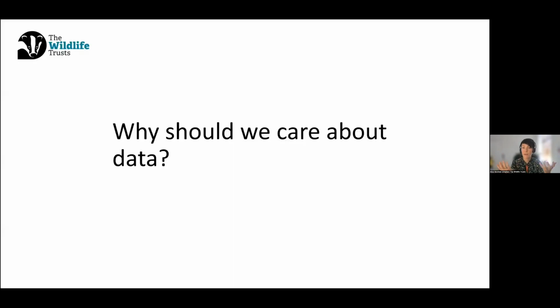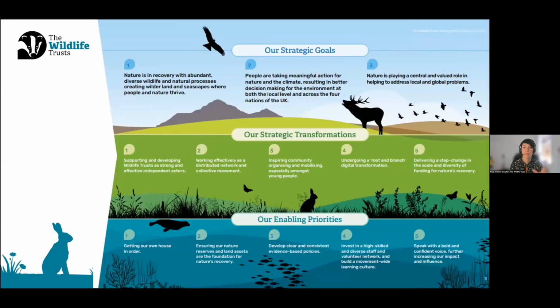But why should we care about data? Why is that something to do with it? Surely we should be out on reserves, buying land, managing things, releasing beavers. That's what we should be doing. Why are we talking about data? Well, it's an absolutely critical part of our strategy. So our strategy for 2030 is made up of 3 strategic goals, 5 strategic transformations and 5 enabling priorities. And one of our strategic transformations, and the one that I support the Wildlife Trust Federation with, is undergoing a root and branch digital transformation.